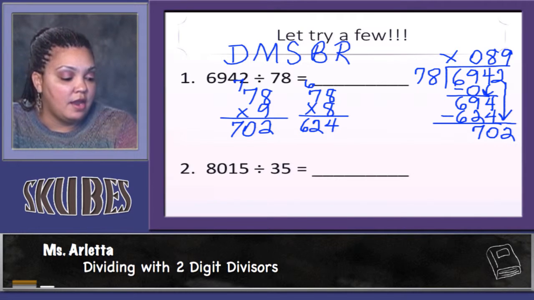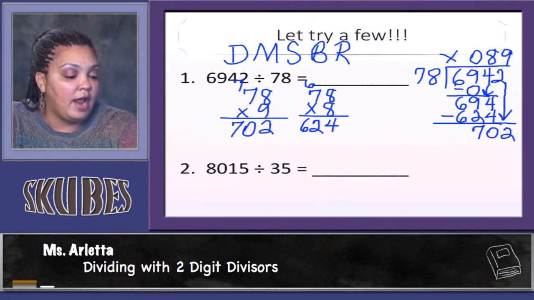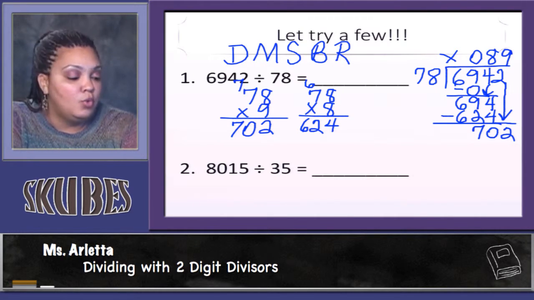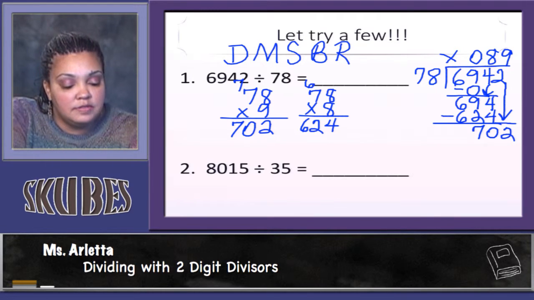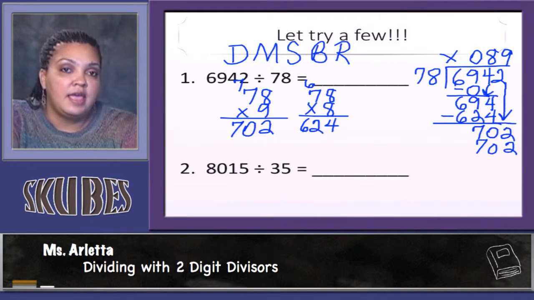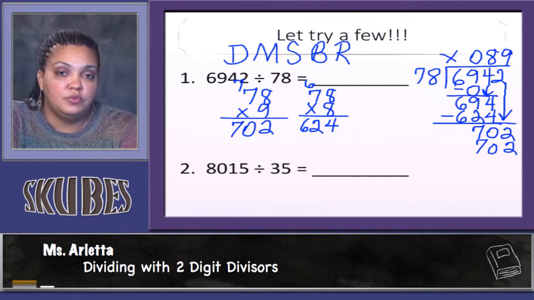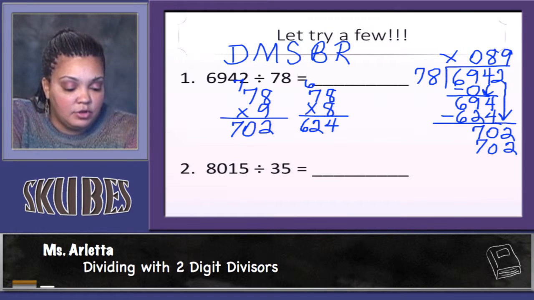And we'll write our 9 there. We have divided, and right after the D in divide, we have an M, so we need to multiply. 9 times 78, we've already done the math, so we know our answer is 702. After your M is an S, and the S stands for subtract. So now we have 702 minus 702. That gives us a 0.